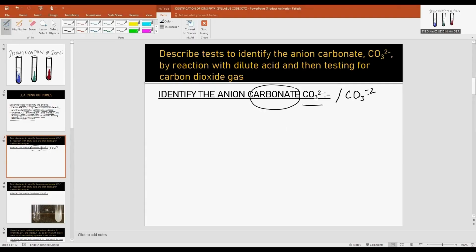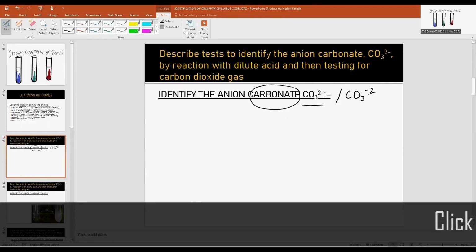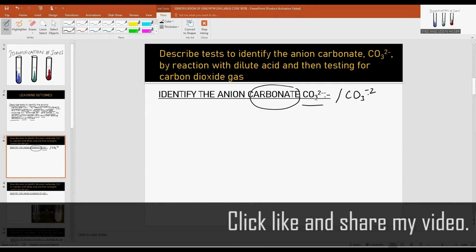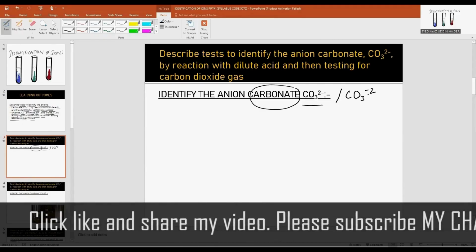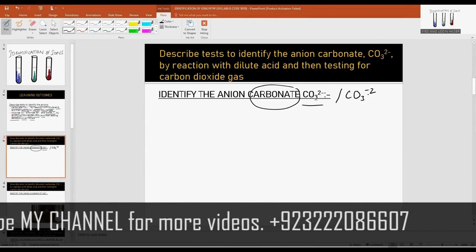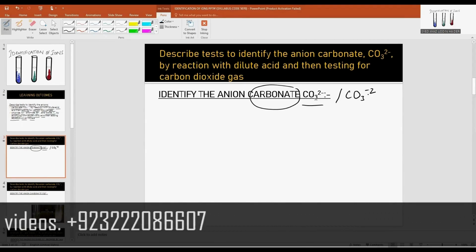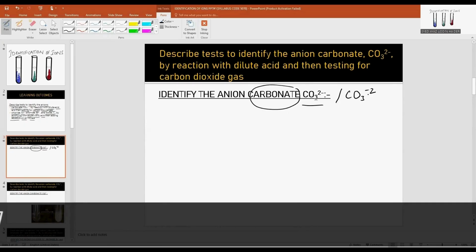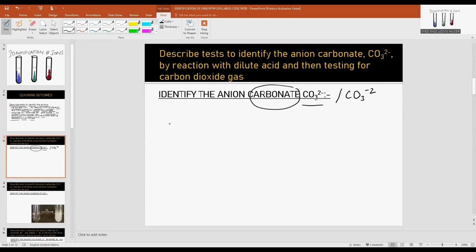In the sample solution, first we will add dilute acid like dilute hydrochloric acid. We will see effervescence or fizzing. These are bubbles of carbon dioxide gas. Then we'll pass this gas through lime water. Lime water turns milky. So let me write sample solution.